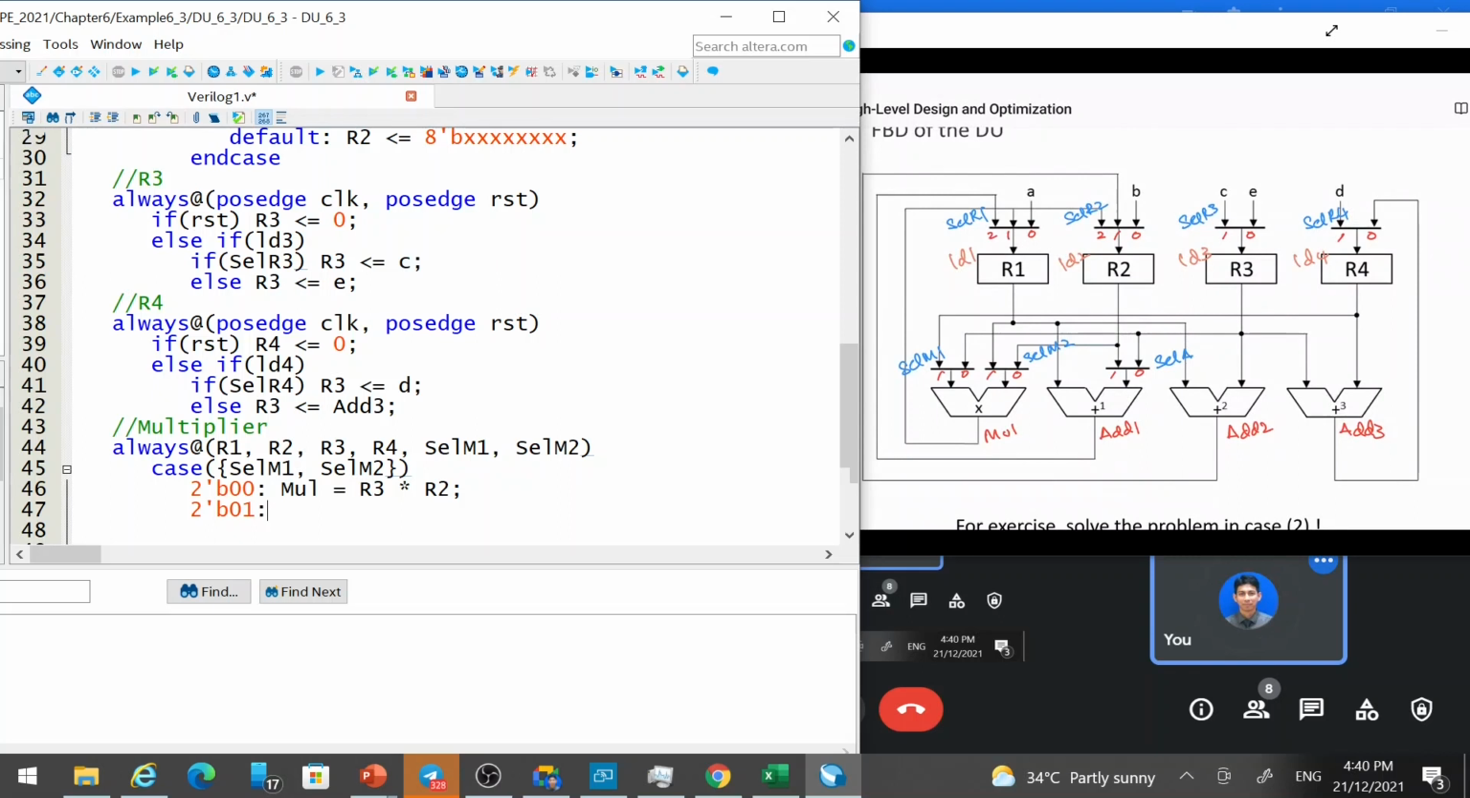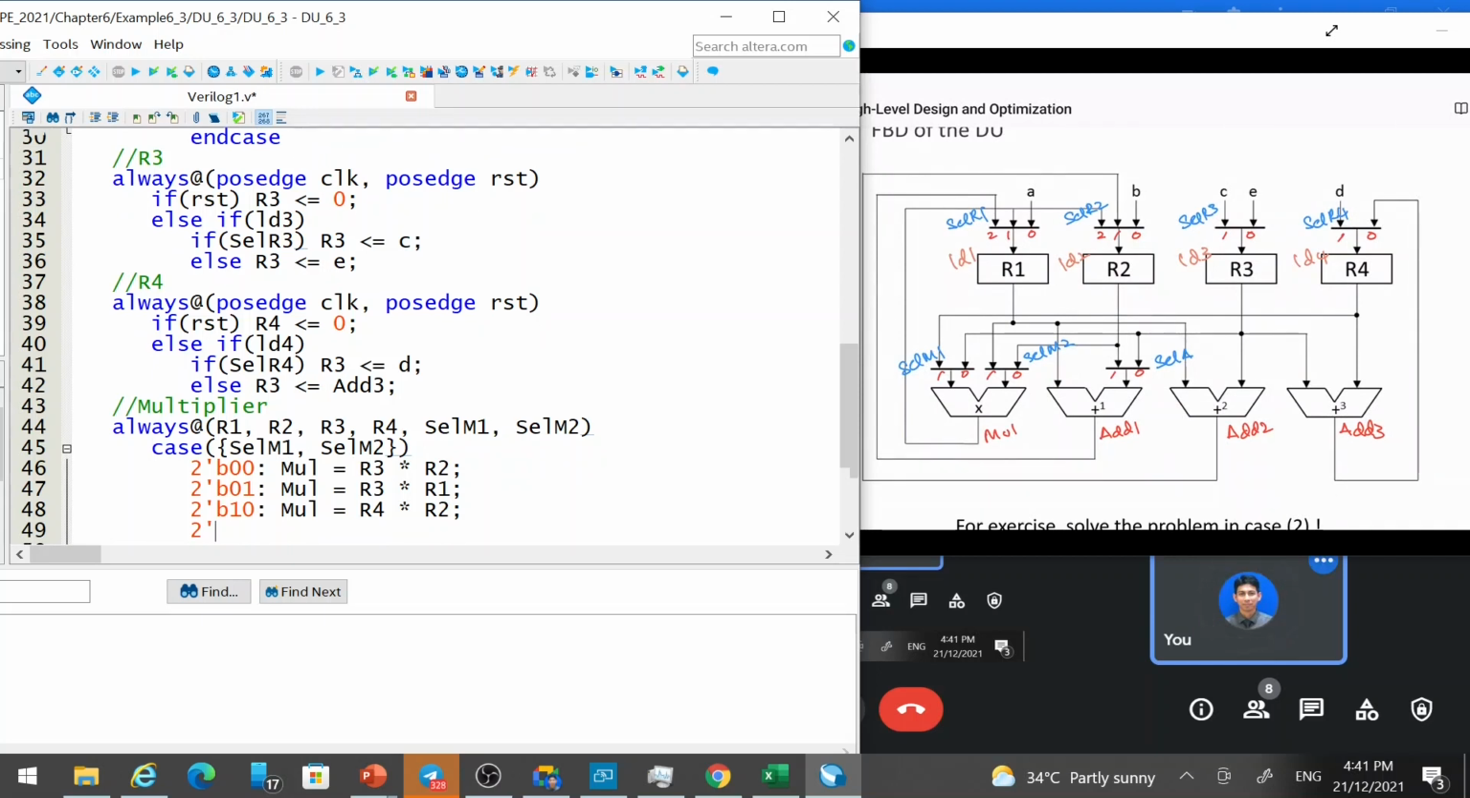If 01, the output must be R3 multiplied by R1. If 10, the output must be R4 multiplied by R1, right? 1 and 0 is 2, so 10 is R2.